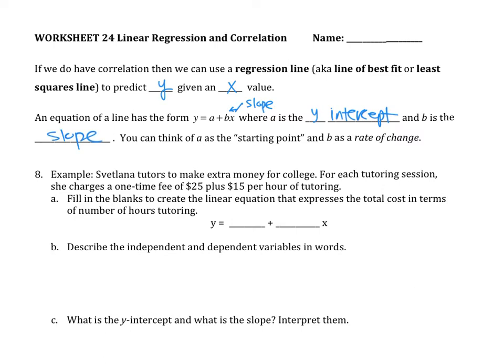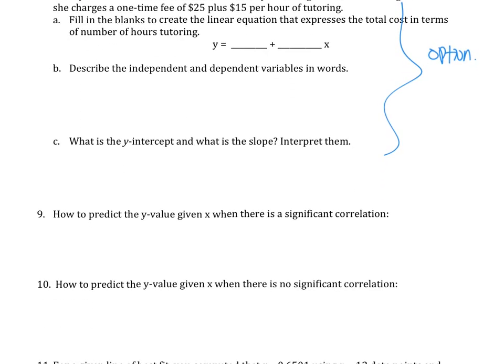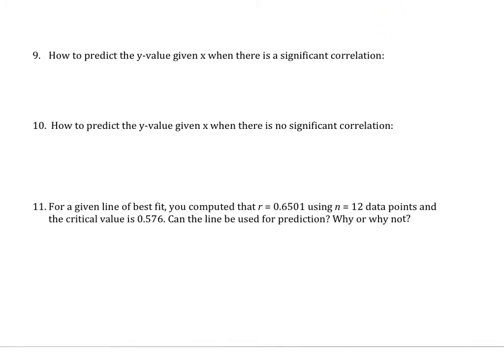You can think of A as basically a starting point, and b is the rate of change, which is the slope. Let's look at number 8. You can kind of work on it. You can skip it if you want to. This is optional. If you like algebra, you can do 8. Otherwise, you can skip 8.